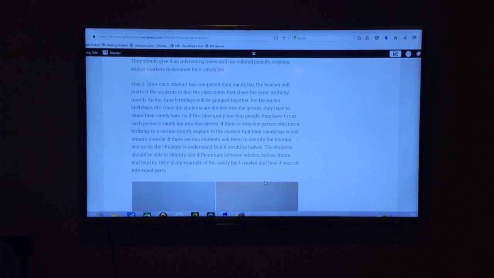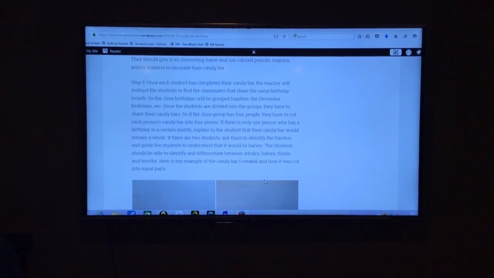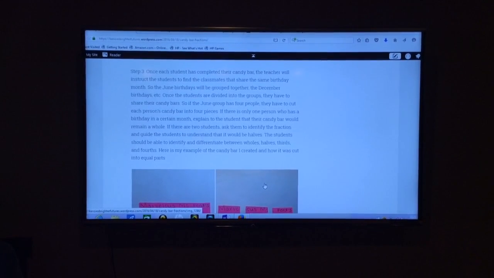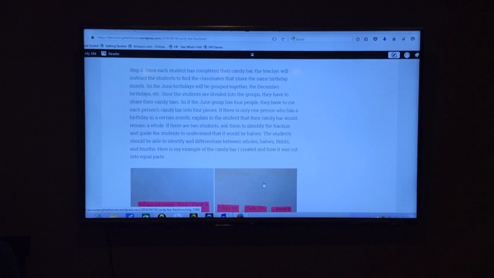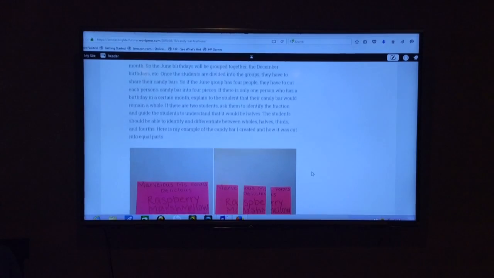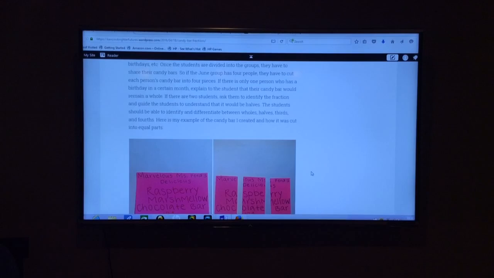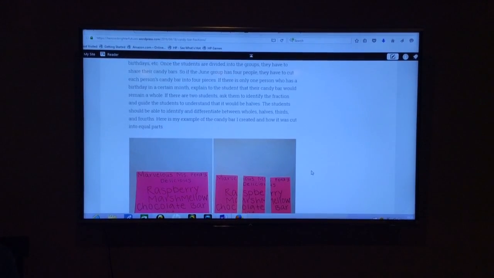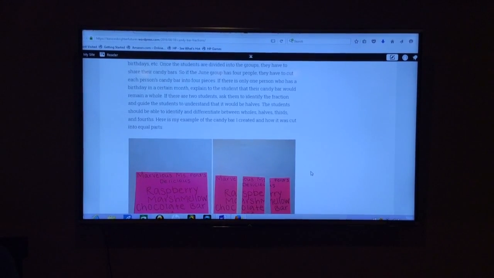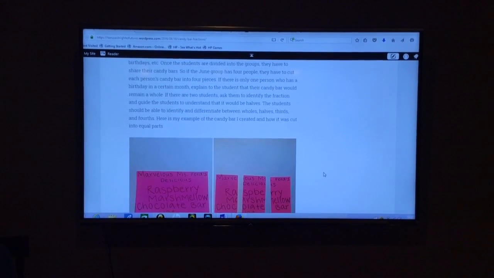So if there's 4 people in the June group, they have to figure out how to cut each person's candy bar into 4 pieces. If there's only 1 person in, say, July, explain to the student that their candy bar would remain a whole, that they're not having to break it up. And then if there's 2 students, ask them to identify the fraction and guide the students to understand that it would be halves. You need to really guide their thinking so that they're identifying and differentiating between wholes, halves, thirds, and fourths, because that's a huge part of the second graders and their learning fractions.